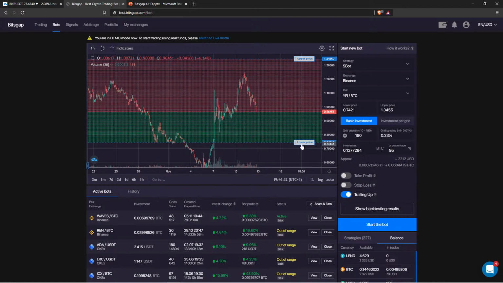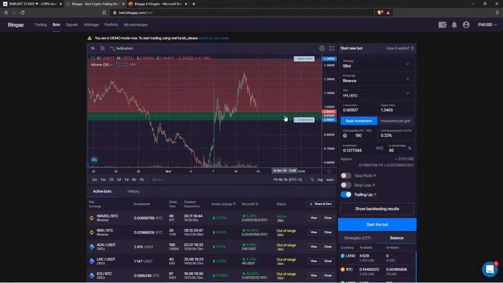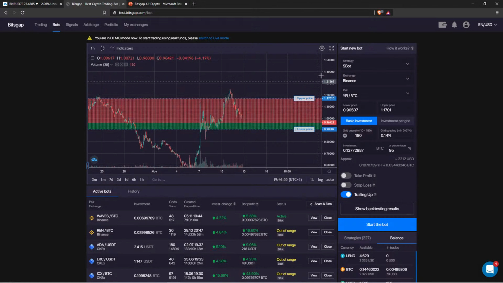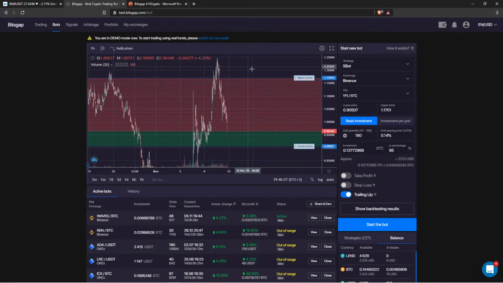Notice that if I drag my lower price higher, by that I will narrow down my buy zone. Now I have fewer quote currency required to initiate this trade, and by that now I have more of the base currency required. So that's something for you to keep in mind.